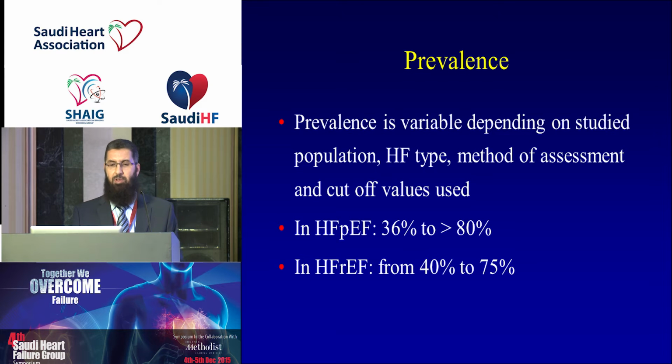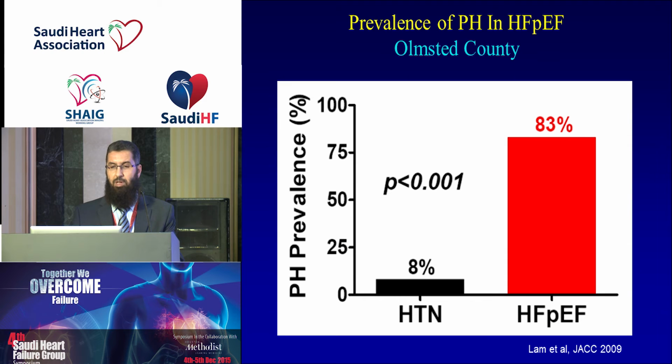In terms of prevalence, it's variable. It depends on which patient population you study. It depends on what type of heart failure, whether it's HFrEF or HFpEF, and also on the method of assessment, as well as the cutoff used, especially when it comes to echocardiography. It ranges from about 36% to over 80% in HFpEF, and from about 40 to 75% in HFrEF. This is a very common disease that we tend to ignore, unfortunately.